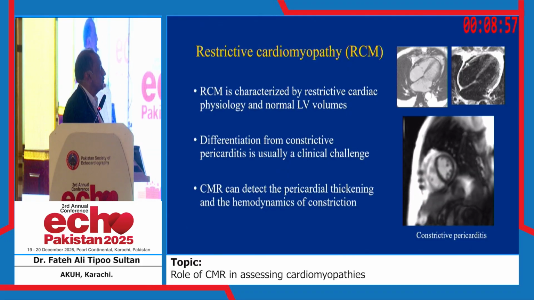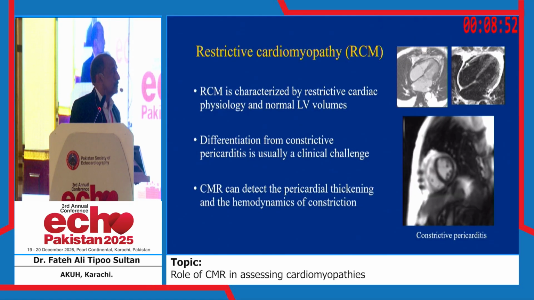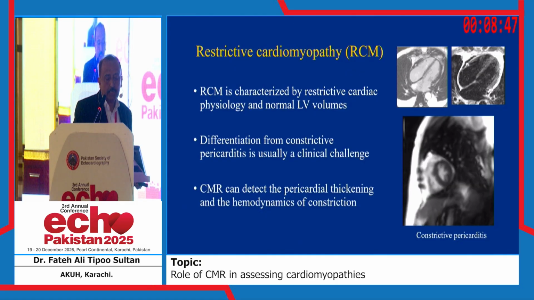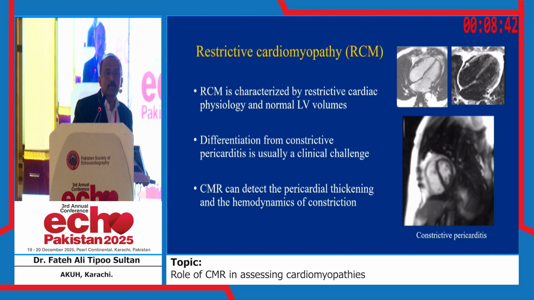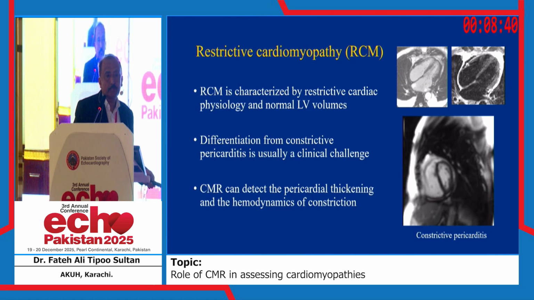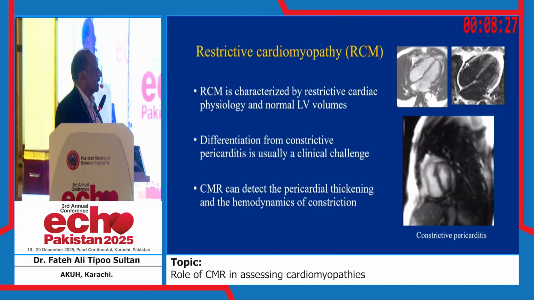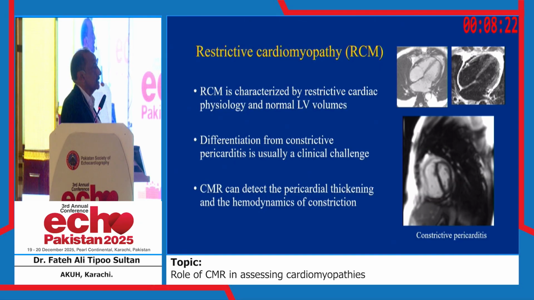Now to restrictive cardiomyopathy. Restrictive cardiomyopathy is characterized by restrictive cardiac physiology and normal LV volumes. The main differentiation is from constrictive pericarditis, which is usually a challenge, because one disease is curative and the other is not. So it's important to make the final diagnosis of whether this is restrictive cardiomyopathy or constrictive pericarditis, and CMR is helpful in making the diagnosis. Ventricular interdependence would be there in addition to thickening of the pericardium.